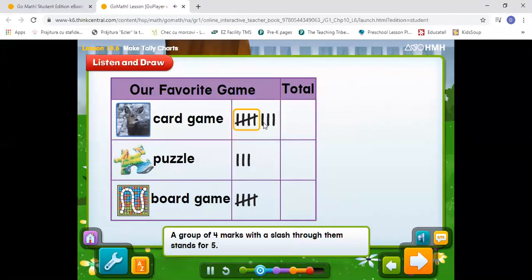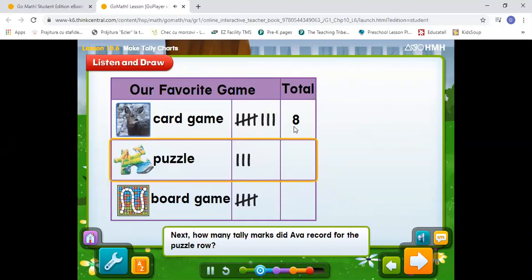Let's press here. A group of 4 marks with a slash through them stands for 5. So we have 5. You can count forward 3 from 5. 5, 6, 7, 8. Now, let's show the total as a numeral. So what number will we write here? 8. 8 children chose the card game as their favorite.